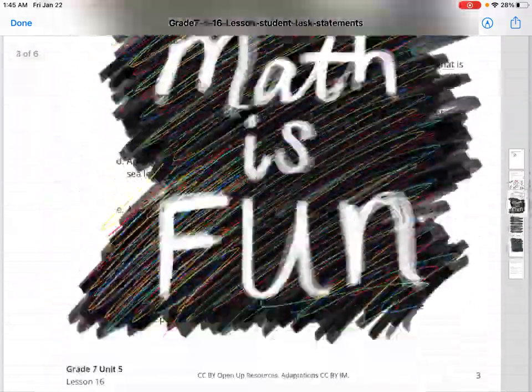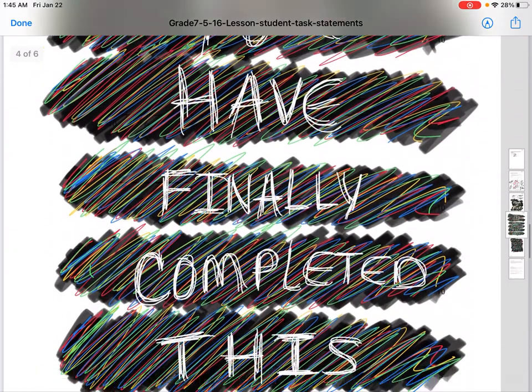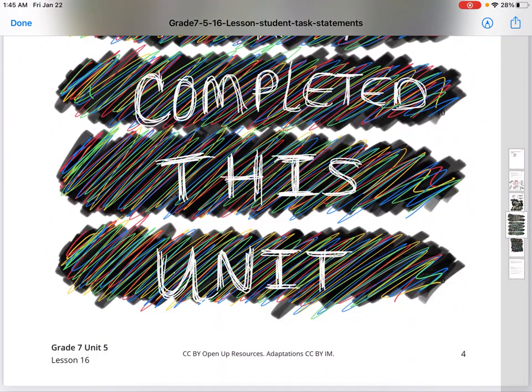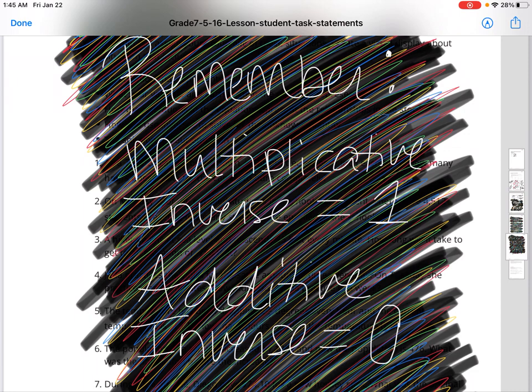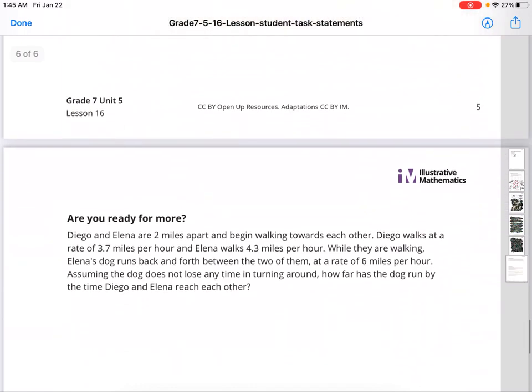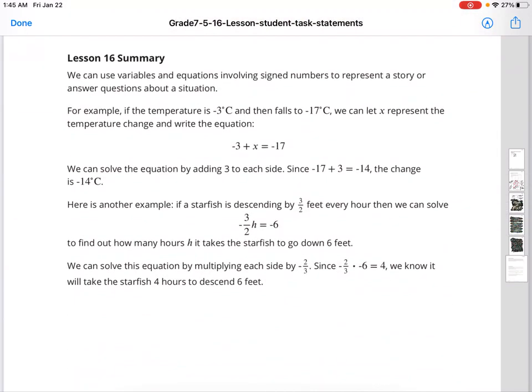Okay, so here you have finally completed this unit. So this was our last lesson of Unit 5. And then in my notes, remember multiplicative inverse equals 1 and your additive inverse equals 0. So on your summary, you choose a variable to write your equations that represents the story or the situation. And then you can use the multiplicative inverse or the additive inverse to solve for that variable.